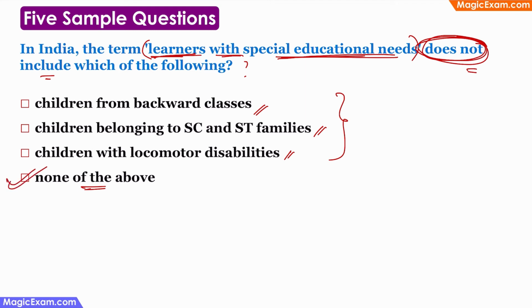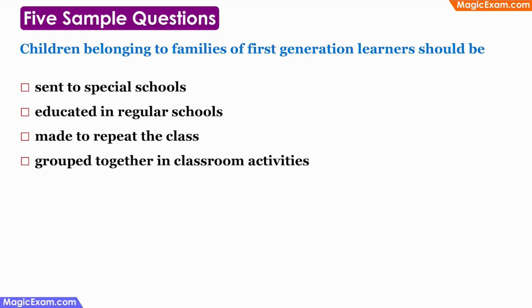So you have to pay attention to what is being asked in the question. We are asked to identify which of these does not come under the category of learners with special education needs. Children belonging to families of first generation learners should be sent to special schools, educated in regular schools, made to repeat the class, grouped together in classroom activities.